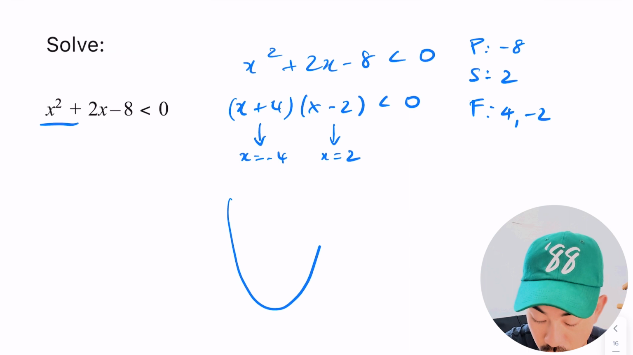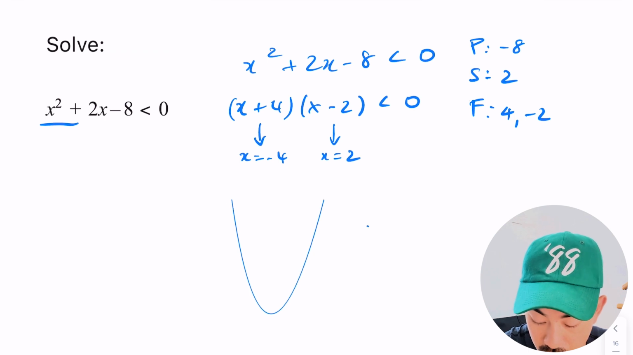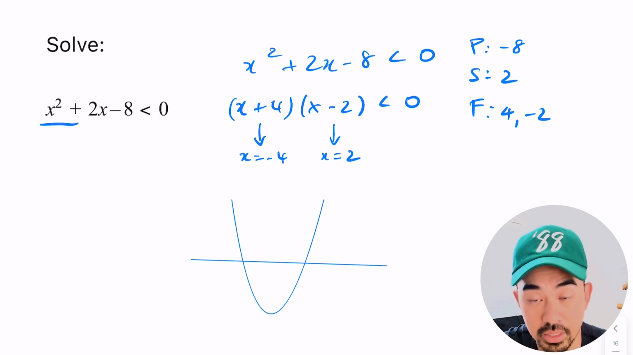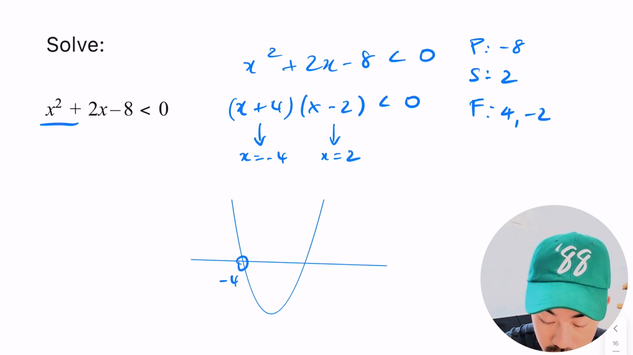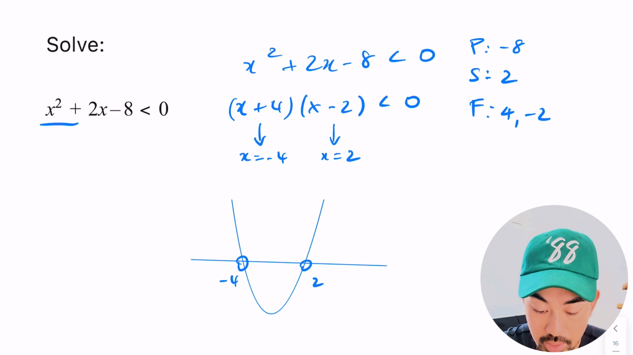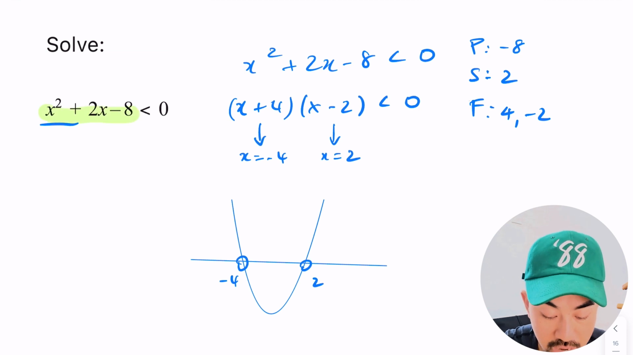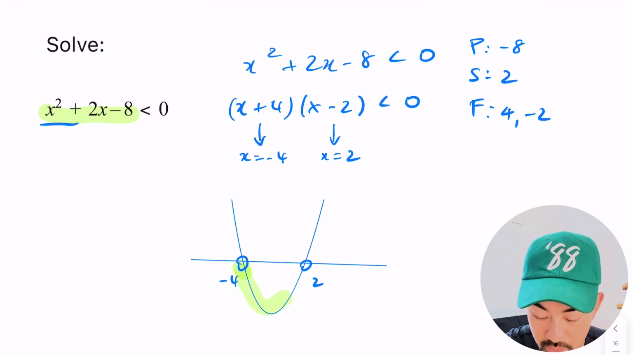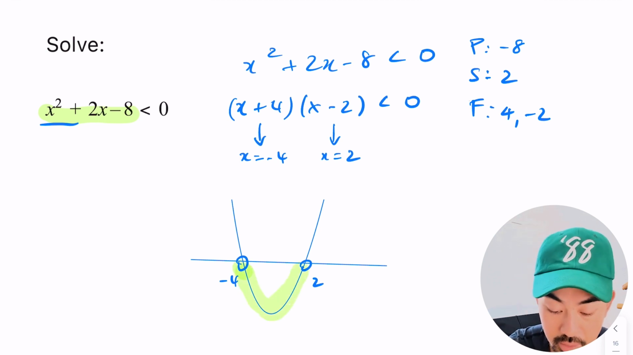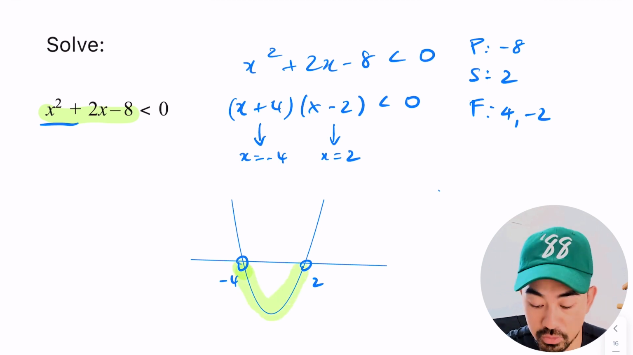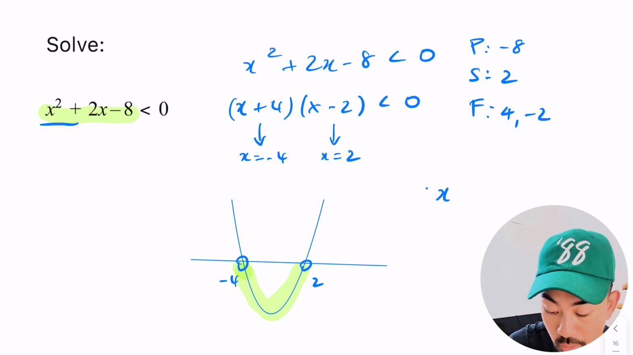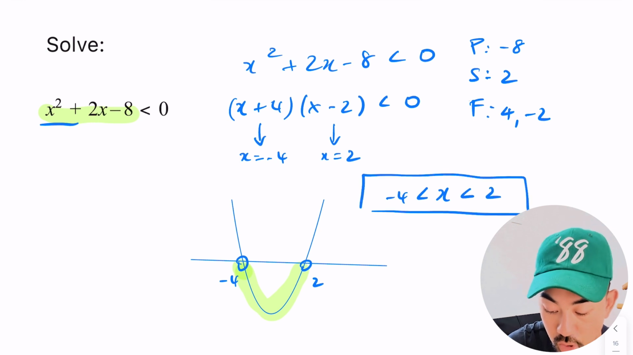Once again, I know this is concave up because x squared is positive. So draw a parabola, draw the x-axis to represent the x-intercepts. So here you've got minus 4 and 2. And now this time we want to know when is this graph less than 0. So when is it below the x-axis? Now here you can see it's clearly underneath there. And it's going to be in between minus 4 and 2. So you need to write it in as one inequality. So x is greater than minus 4 and less than 2. This will be your answer.